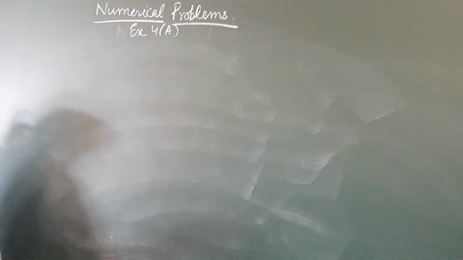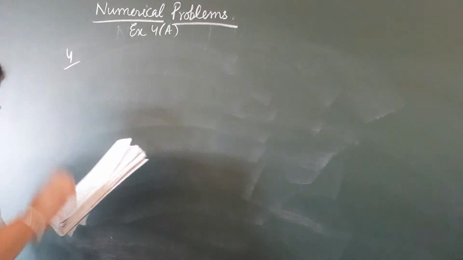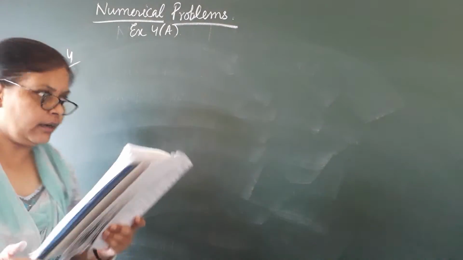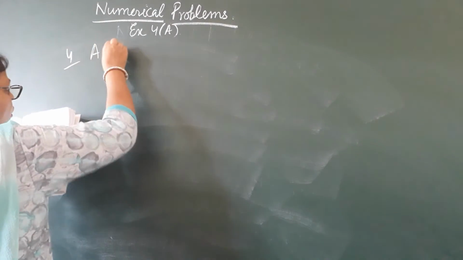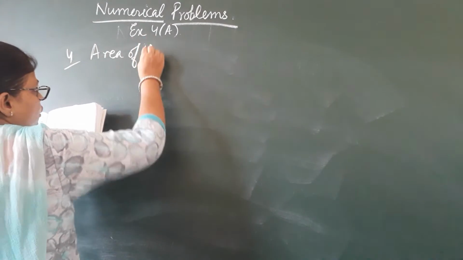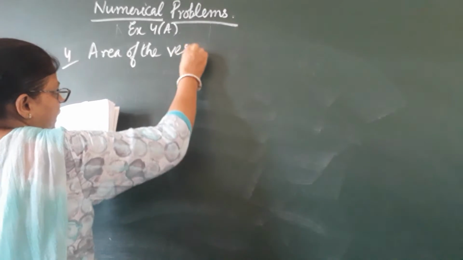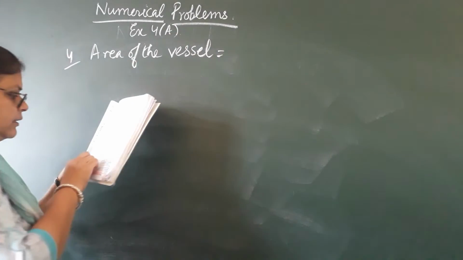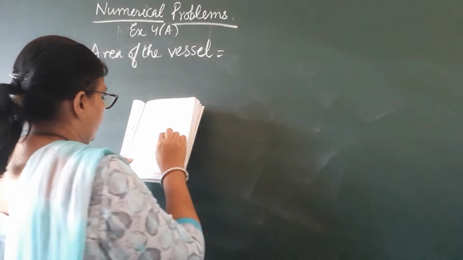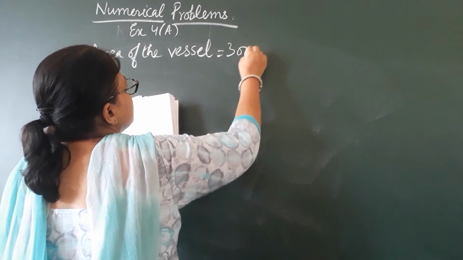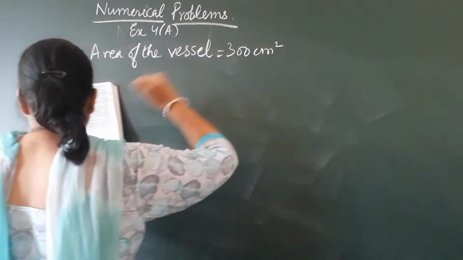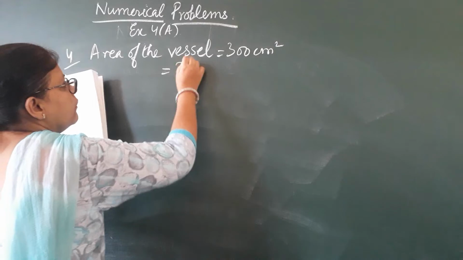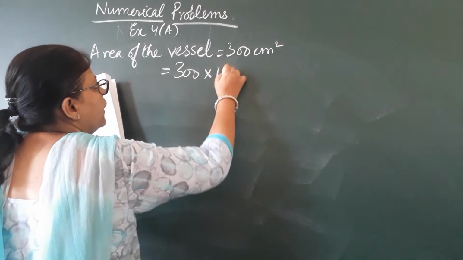In the fourth question, what is given to you is the area of base of a cylindrical vessel. The area of the vessel is given to be 300 square centimeters. Now 300 square centimeters is given, so you need to convert 300 into 10 to the power minus 4.